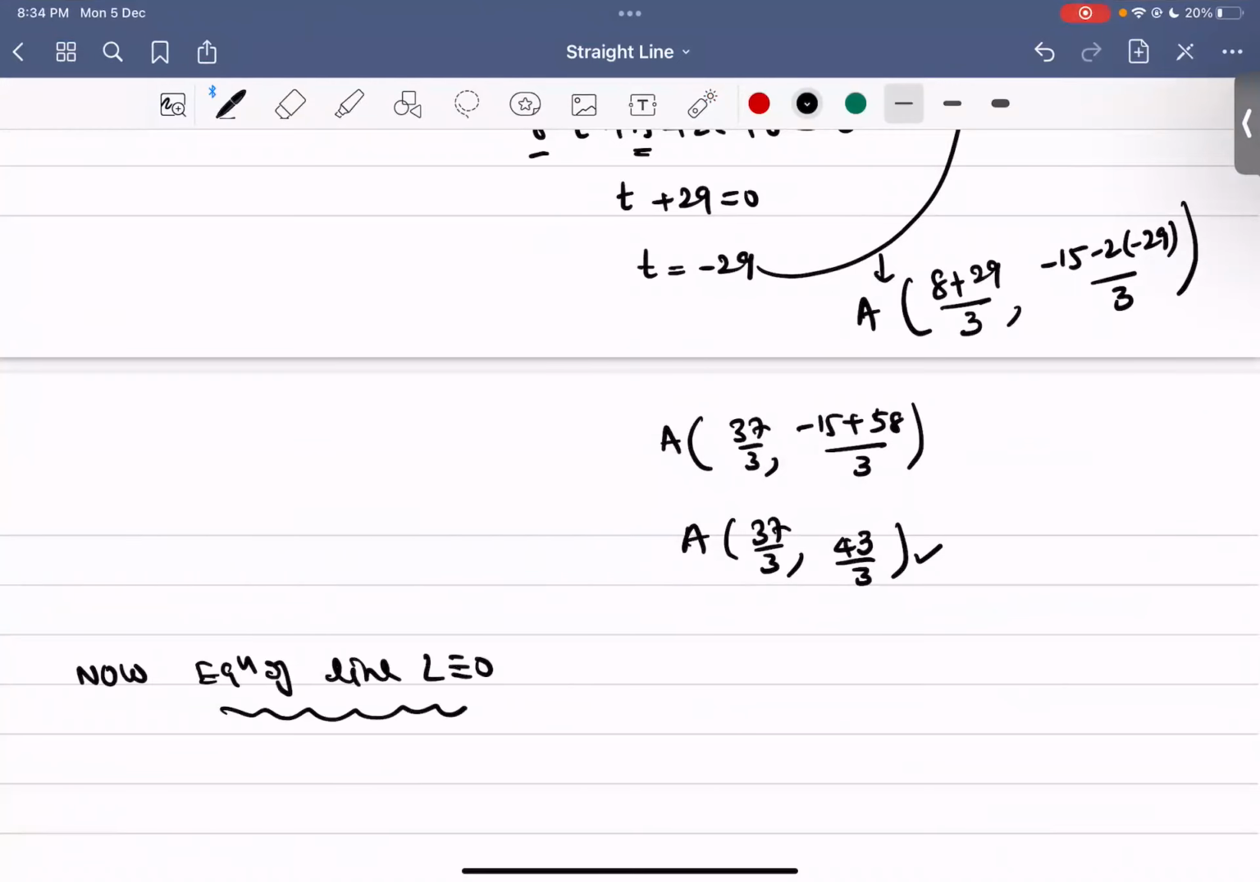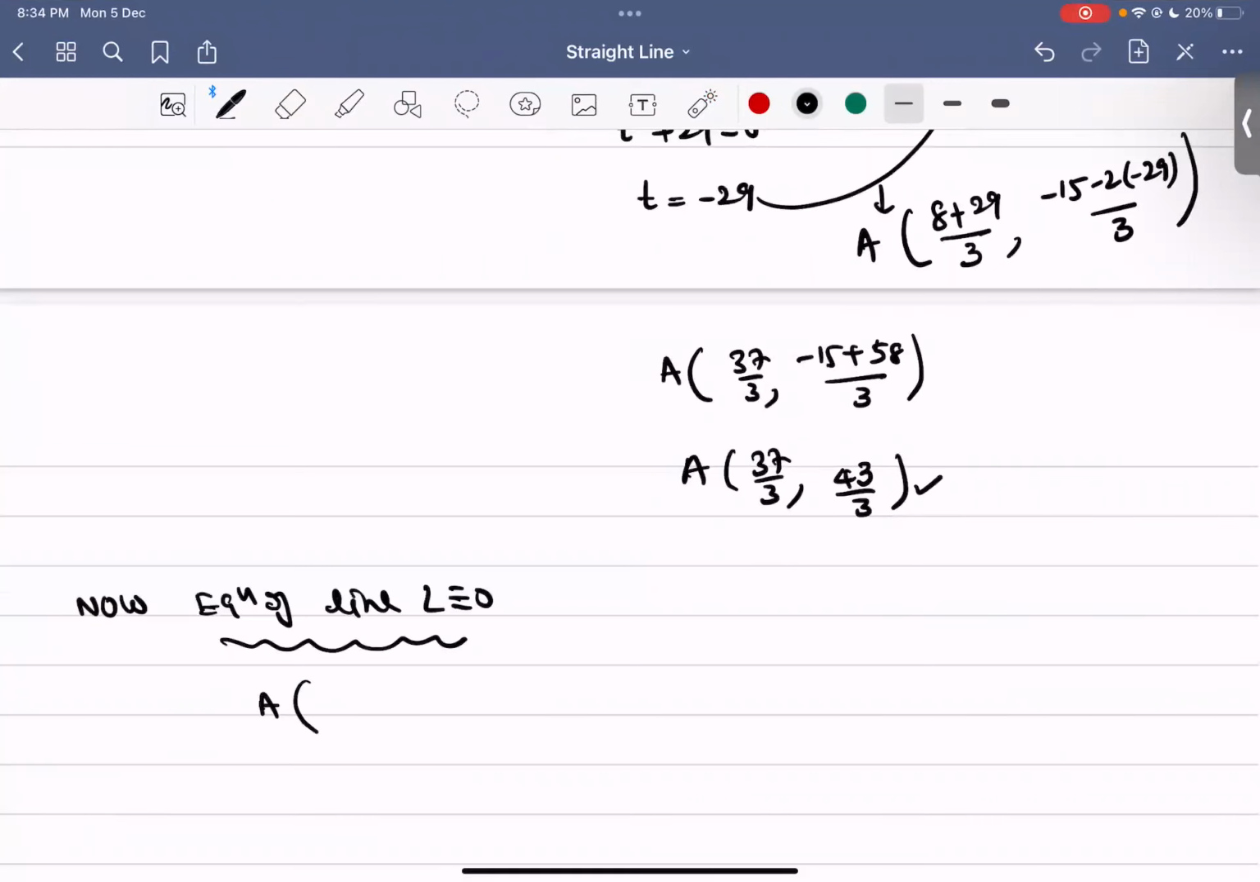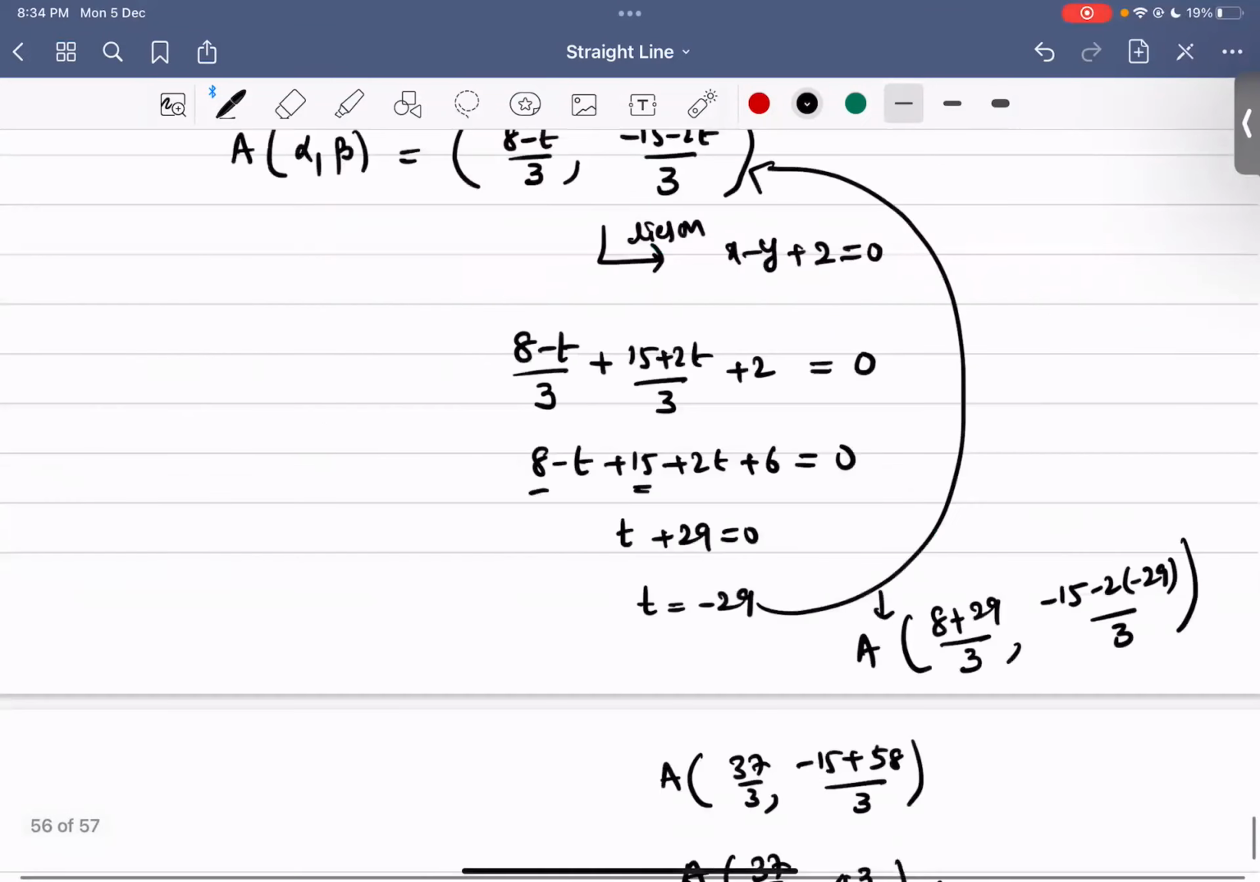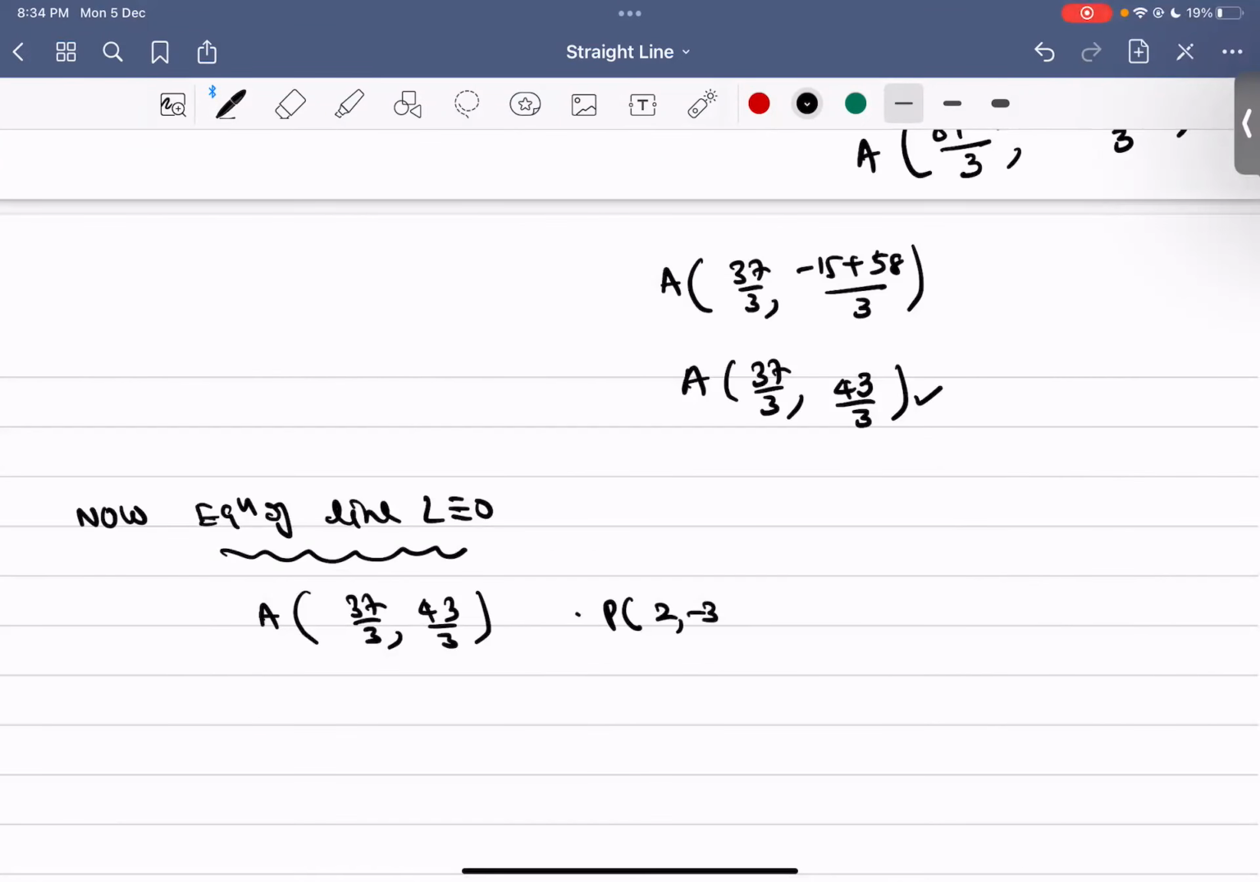So to find that, we have A(37 by 3, 43 by 3) and point P is (2, -3). Therefore the line equation is what? 2-point form. So y minus y1 is equal to slope (y2 minus y1) by (x2 minus x1) into (x minus x1). Which form is this?